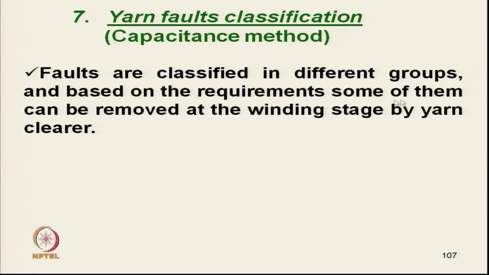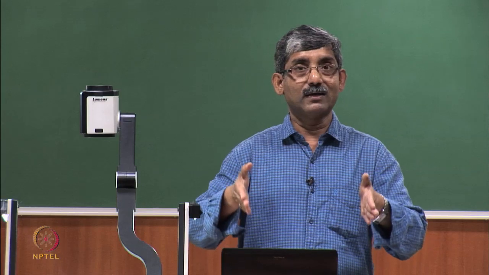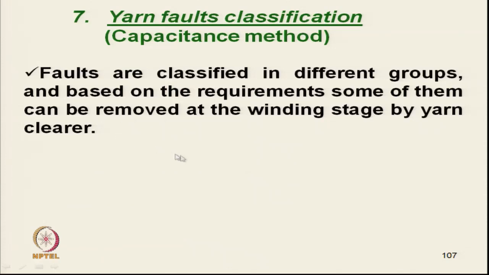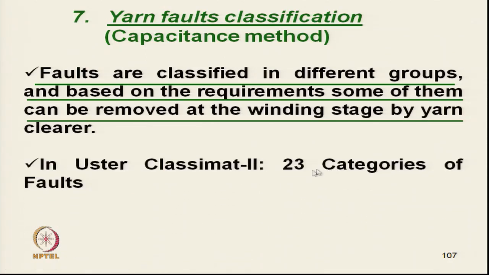Faults are classified in different groups, like imperfections, which we classify as thick, thin, neps, or different percentages. So, here also it classifies in different groups, but in faults, along with the diameter or mass per unit length, we classify in terms of the length of the fault. Okay. Based on the requirement, some of them can be removed in the winding operation by using a clearer. There are different models and different manufacturers of this type of classifier.